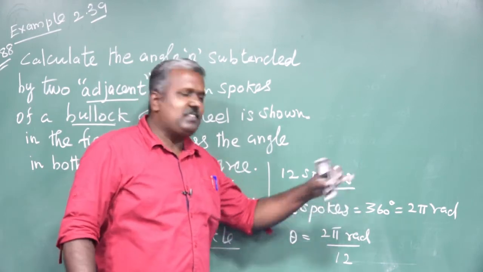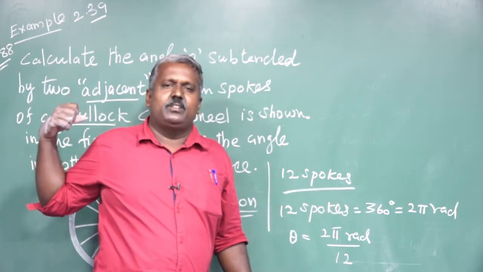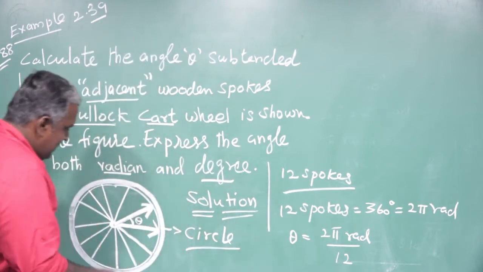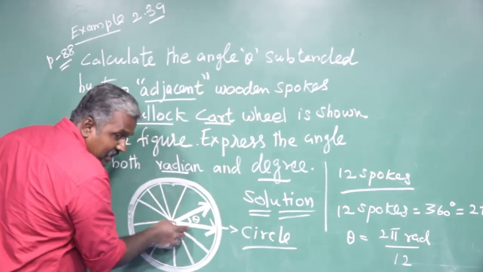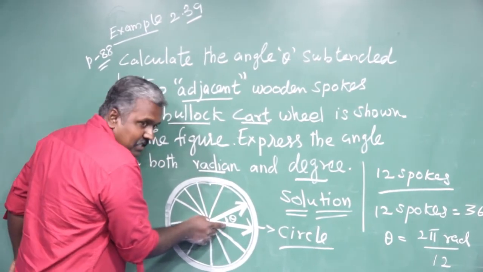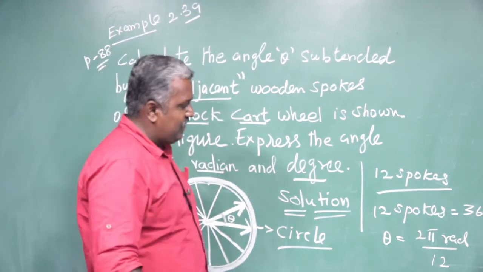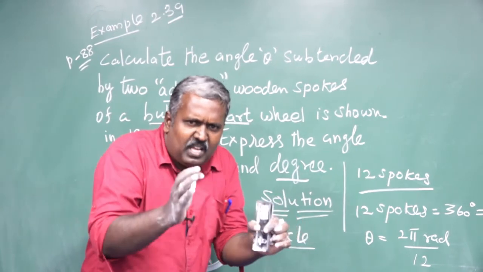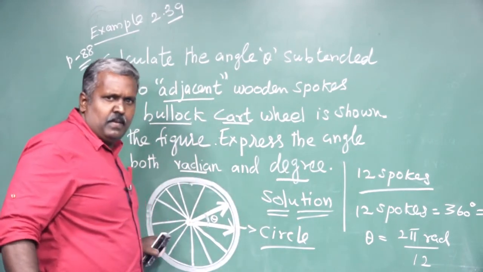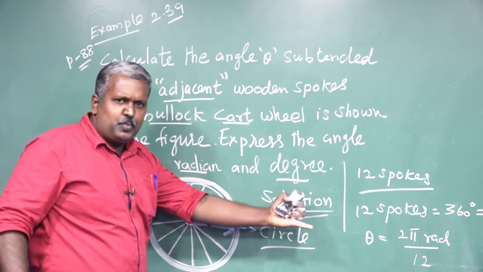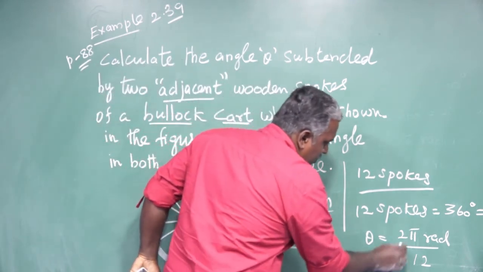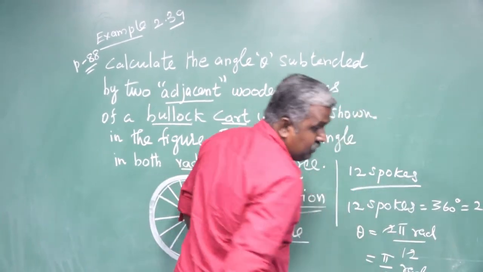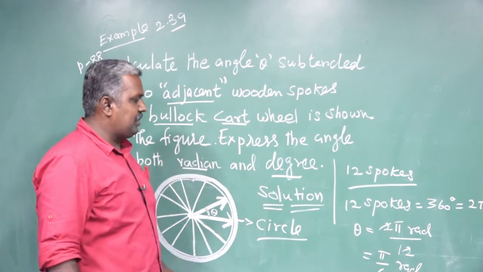2 pi radian is equal to 12 spokes, that means it is equal to complete circle, 360 degree. How many spokes are there? 12. So for one part, the angle between two adjacent spokes is equal to 2 pi by the number of spokes. So you must divide it by the number of spokes in the wheel. How many spokes? 12. That's all. So pi by 6 radian. Clear? In radian.